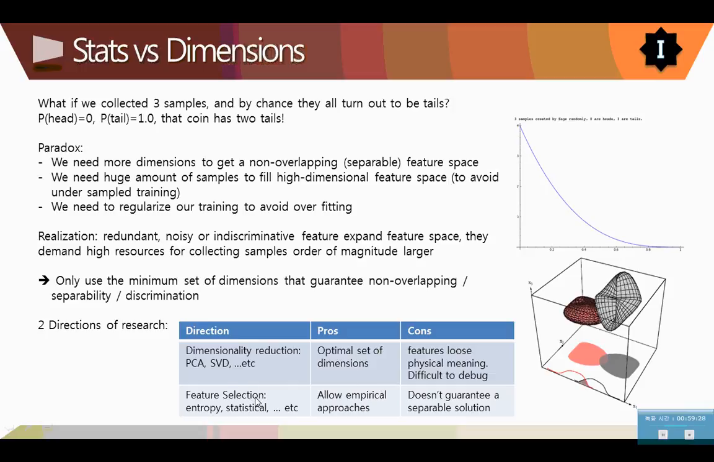The other direction of research is feature selection. As you said, sometimes it's better to select the features, not to combine them. And this allows us to put in our empirical knowledge. Sometimes we can look at the distribution, like we saw before, and know which feature is better than the others. But it doesn't guarantee a separable solution. We have to research harder to make sure this is guaranteed.